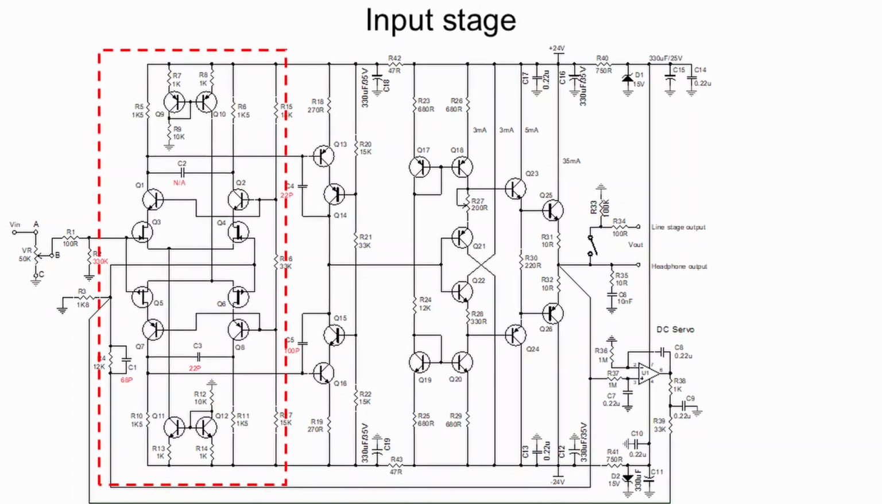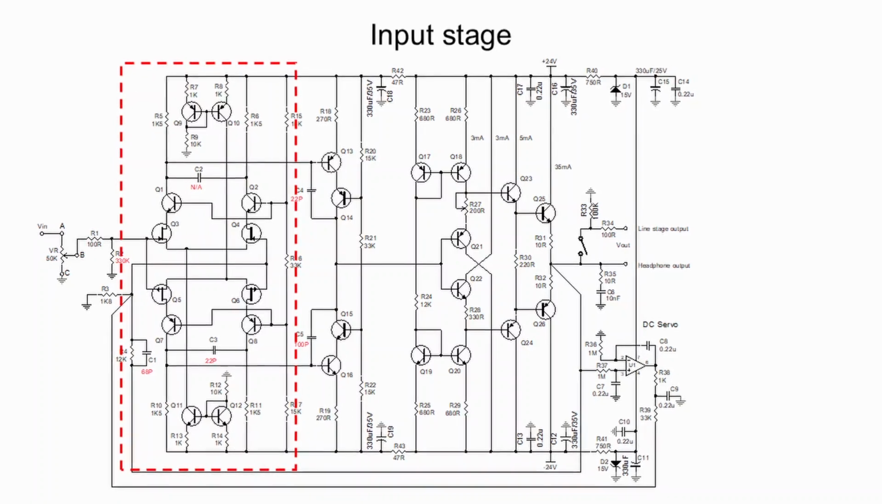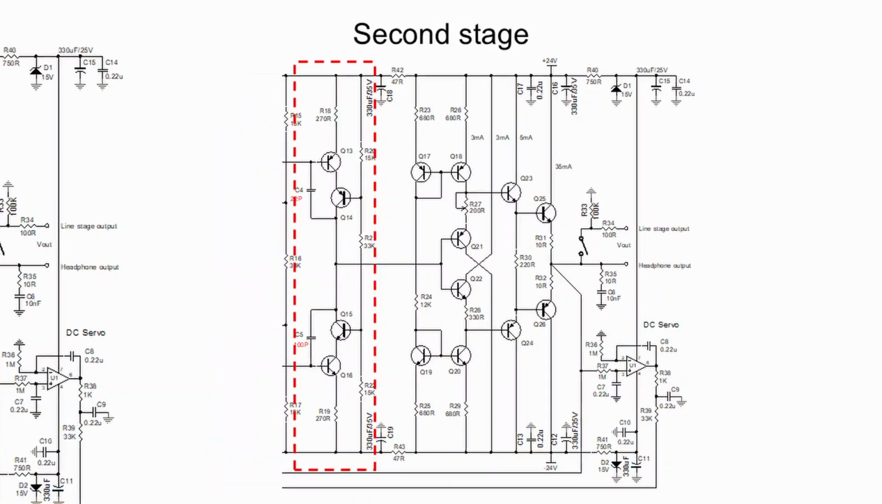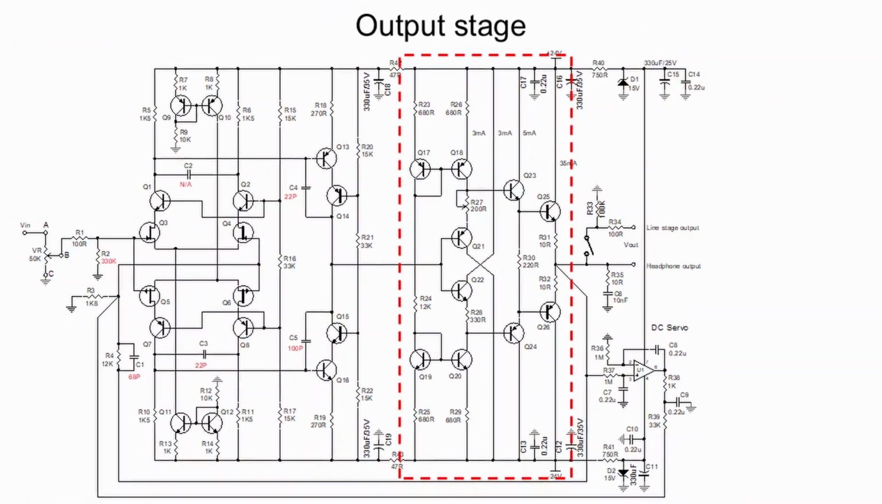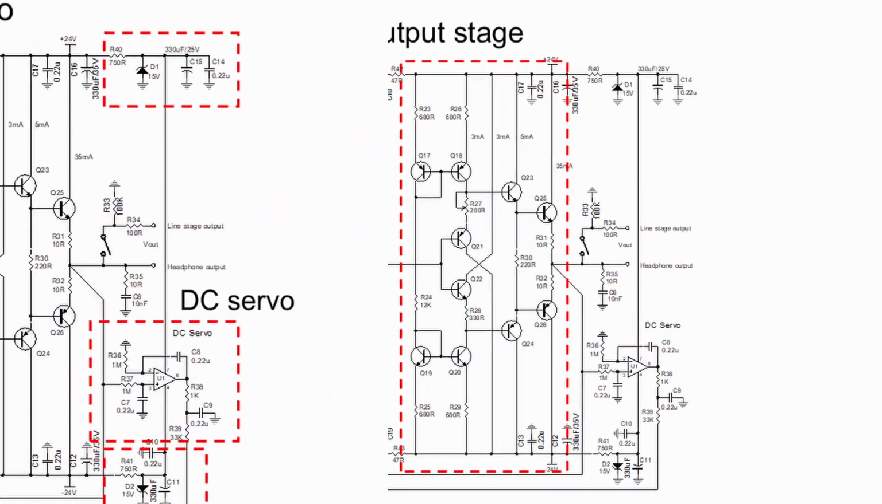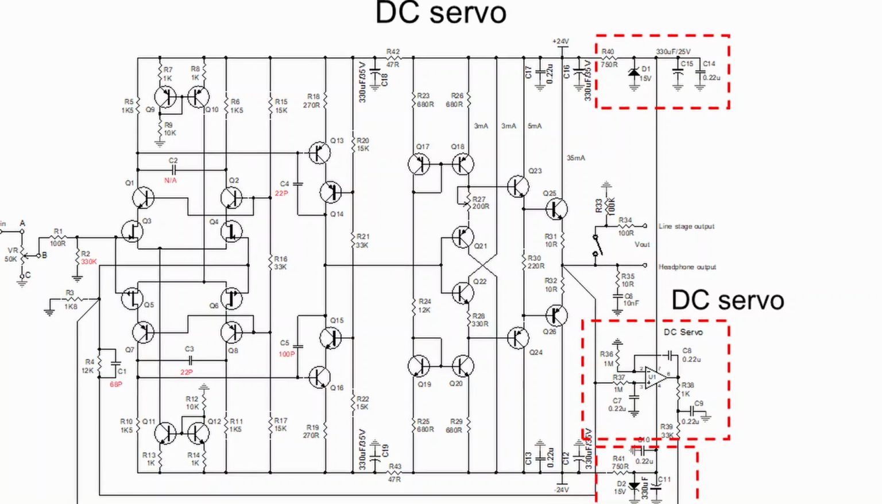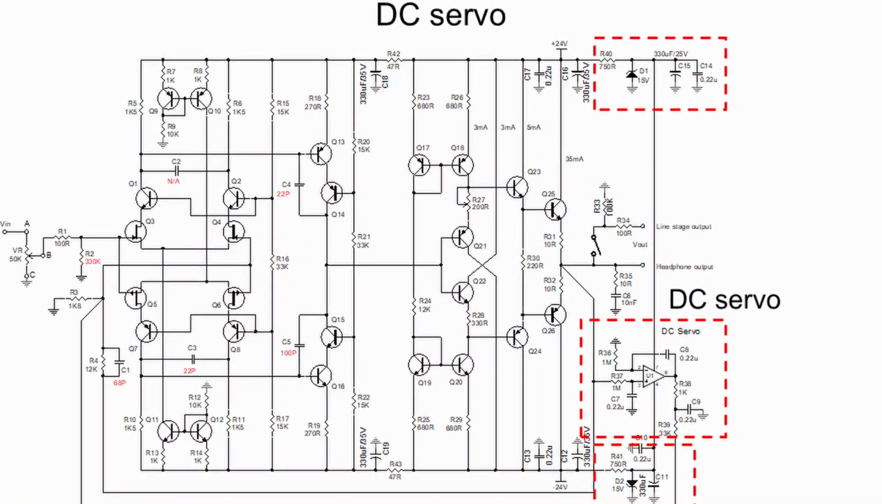We have just discussed the first 3 parts of the amplifier. They are namely the input stage, the second stage voltage amplifier, and the output stage diamond buffer amplifier. Now let us take a look at the final part. A DC servo is a circuit that reduces the amplifier's output DC offset to nearly ground level.